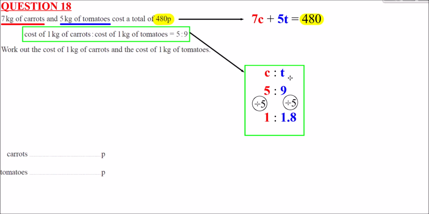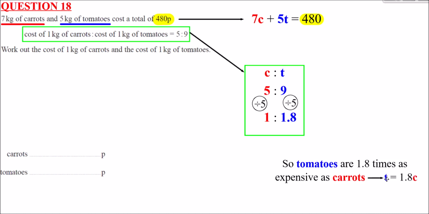So in plain English, the tomatoes are more expensive than the carrots by how much? Well, they're 1.8 times as expensive as a carrot, because this number is 1.8 times bigger than 1. So putting this into equation speak, if tomatoes are 1.8 times as expensive as carrots, then we could say that T equals 1.8C. In other words, 1 kilogram of tomatoes is 1.8 times the cost of 1 kilogram of carrots.